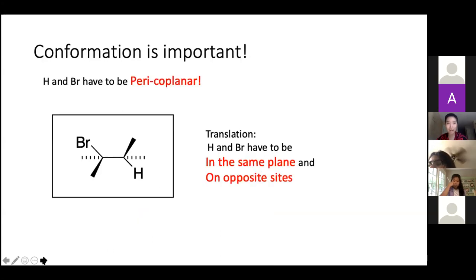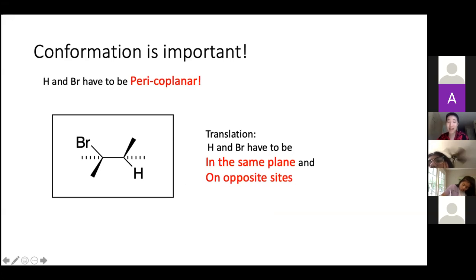All right. So one thing that we have to pay attention to is the conformation of the alkane. The H and Br cannot just be at any random position. The alkane has to have the correct conformation in order for the E2 reaction to happen. That is, the H and Br have to be periplanar. Now, what does that word even mean?